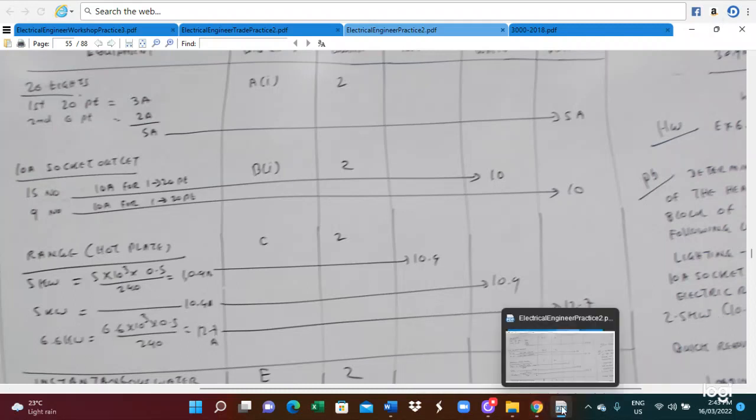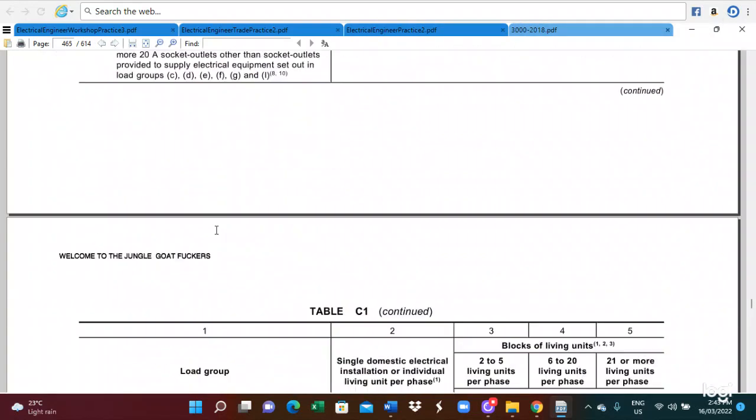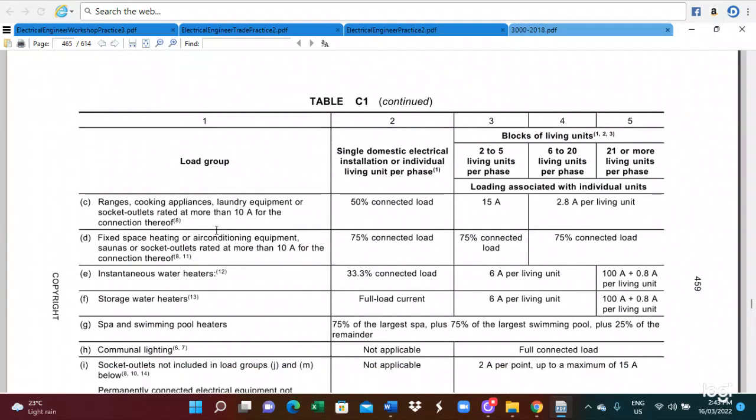So for the electric range, we have to see this load group. Electric range, go down here: range, cooking appliance, laundry equipment, socket outlet rated more than 10 ampere. In this case, we have to use 50% of the connected load. This is the rule of 50% of connected load, so we apply that rule.